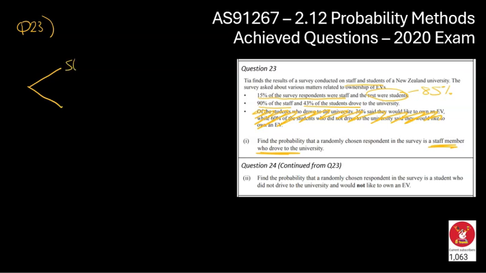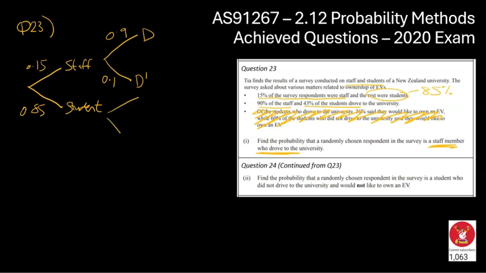So I'm going to write staff up here, and I'm going to write students down here. So one of these people, they're going to meet one of these two criteria, right? They're either going to be a staff or a student. So the staff here, as we said, 0.15 and 0.85 was the student down there. Of the staff, 90% of the staff drove. So we're going to split the staff into drove and not drove. We know 90% of the staff drove, so that is going to be 0.9, which means the didn't drive staff is going to be 0.1.